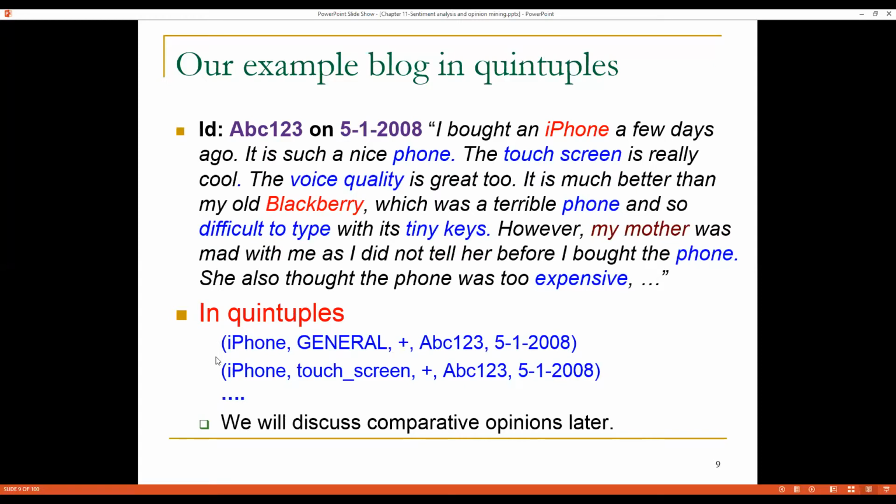And then we go down to the next opinion, and it talks about the iPhone as the entity. The touchscreen is going to be the aspect in this case, and it's really cool, so of course that's positive. ABC123 is the user again, and of course 5/1/2008 is going to be the time. We'll be discussing the comparative opinions later.